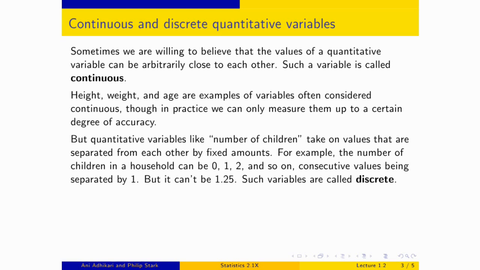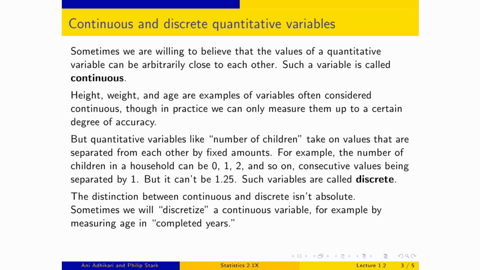Now, it's worth pointing out that these distinctions aren't hard and fast. Sometimes we will take a continuous variable and discretize it. For example, we look at age in completed years. That's a very natural thing to do. When you ask somebody, how old are you? They'll say 21. They're telling you how many years they've completed, and thus they've made the variable discrete. They're not telling you 21 years, these many months, these many weeks, these many days, these many hours, these many seconds, etc.